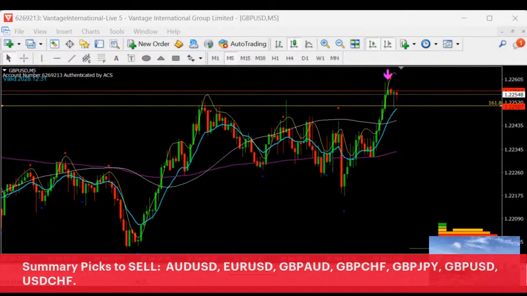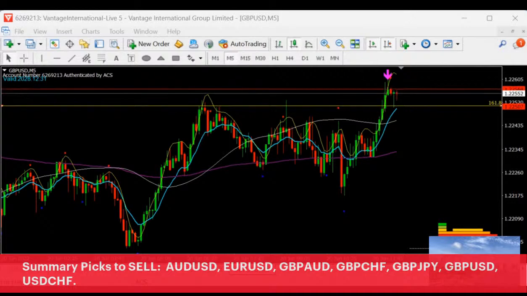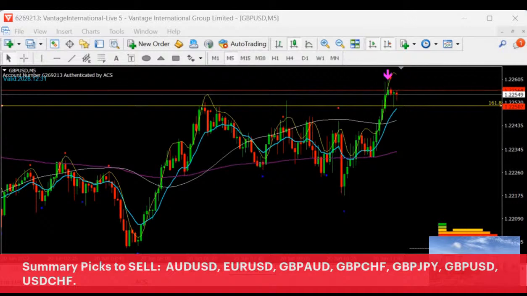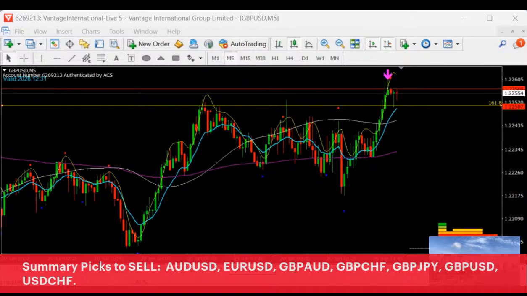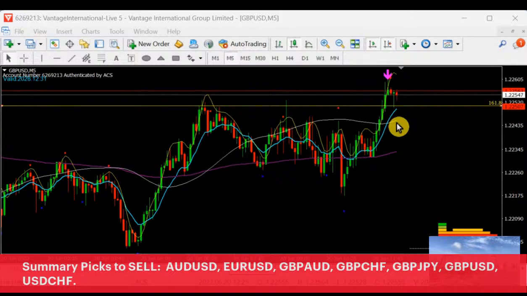For pound dollar right now, we have a rejection from the previous resistance as a support. Looking at pound dollar in M5, we have a red candle coming with a green candle of rejection here, correct? If the next green candle, like the current candle, can go above, then I would say this is really good to buy, right?